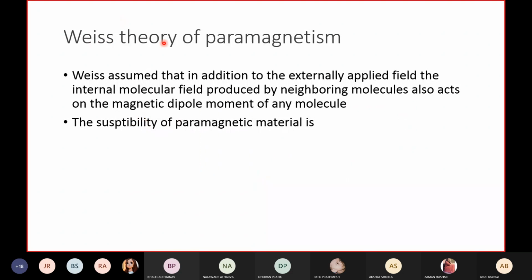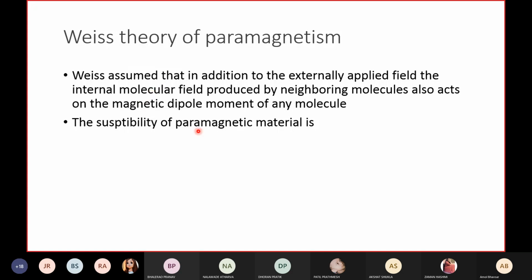Now the next is Weiss's theory of paramagnetism. What is Weiss? Weiss is the name of the scientist. Weiss assumed that in addition to the externally applied field, the internal molecular field produced by neighboring molecules also acts on the magnetic dipole moment of any molecule. So other than the external magnetic field, there is also the neighboring magnetic field acting on the molecule.